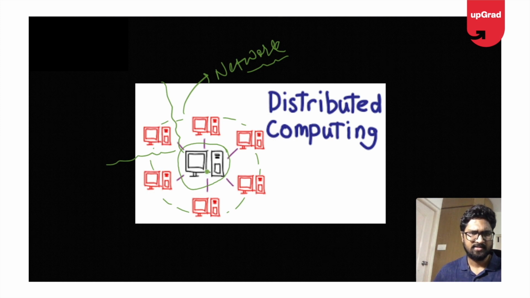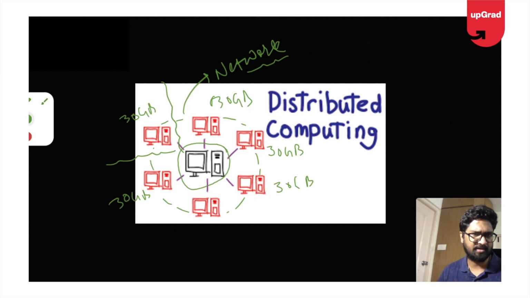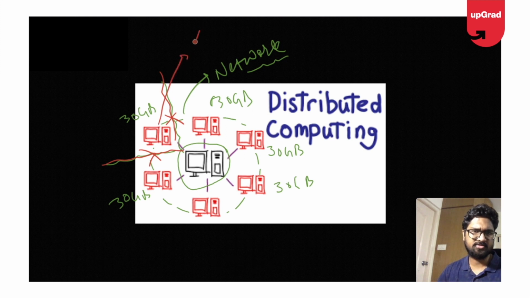So for example, say each of the machines was storing 30 GB of data. This one is also storing 30 GB of data, this one is also storing 30 GB, and this one is also 30 GB of data. Now suppose a network partition happens here, and this machine is no more reachable to the other machines. This connection has been lost. Now what does it lead to? It leads to the loss of 30 GB of data, right?